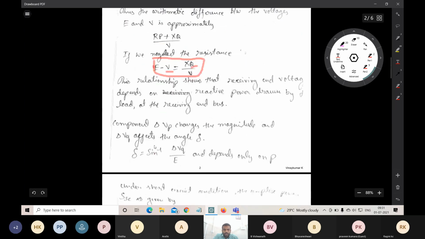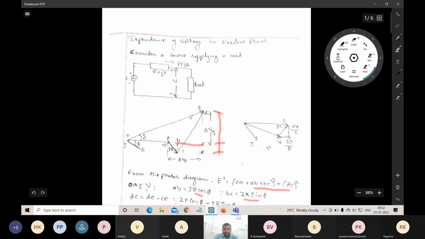Okay, so same thing that I have written here. Sine delta is equal to delta Vq by E. So what is the angle? The angle which varies between the supply voltage and the receiving end voltage. So the angle delta gives you the sine inverse of delta Vq by E. So this depends only on real power, that is P. This angle delta, you have to remember.